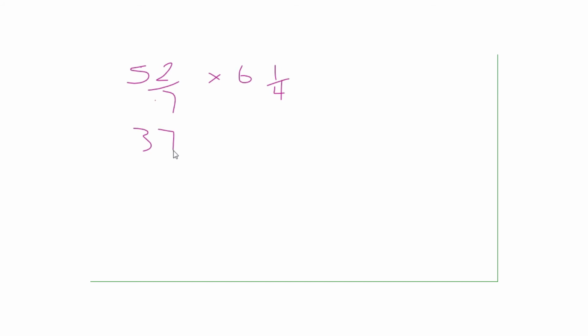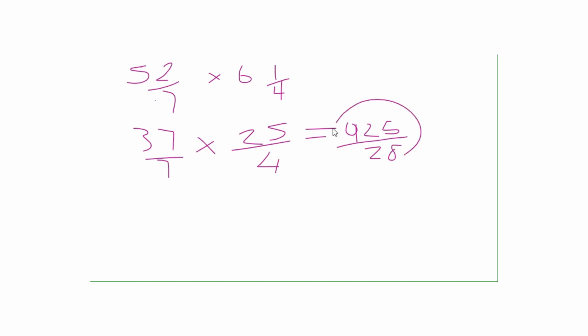And we keep the 7, times 6 times 4 plus 1, that's 25 over 4. And I'm not seeing anything that can cancel here. So what we'll have to do is multiply across. So 37 times 25 is 925. And 4 times 7 is 28.